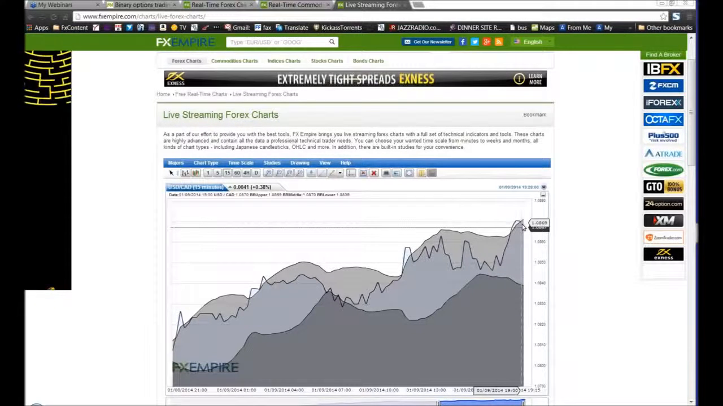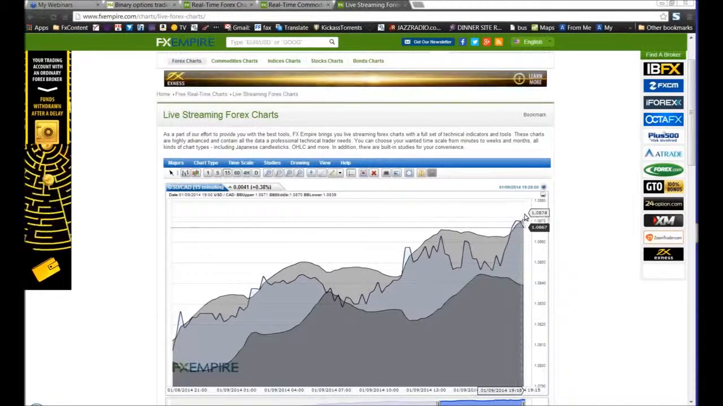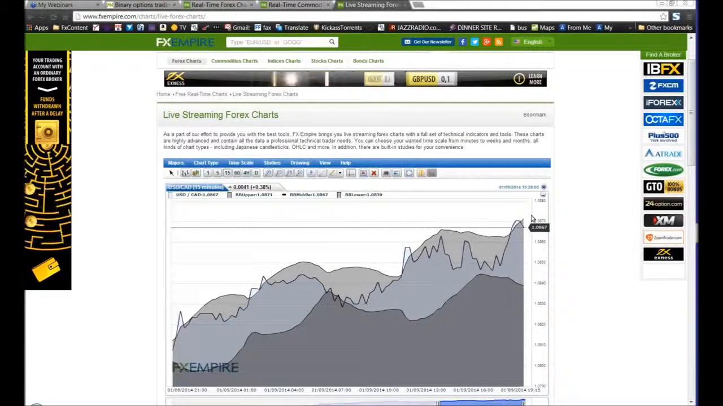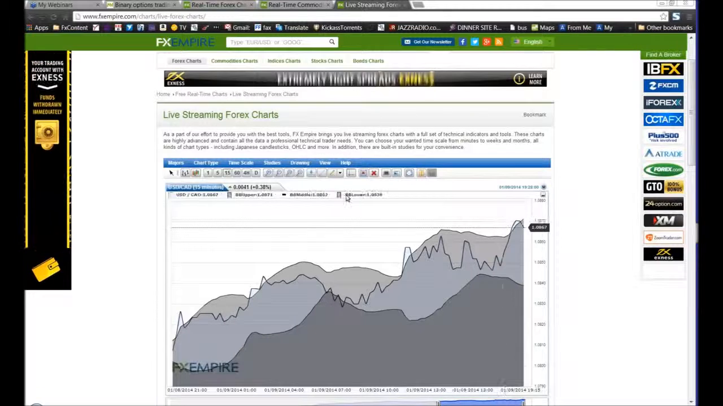But it's still really near that price band, so we want to watch it to see if it's going to come back around and lay on that price band and make that trade possible. Okay.